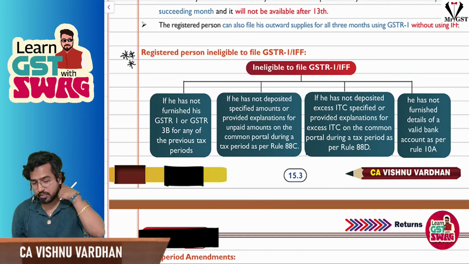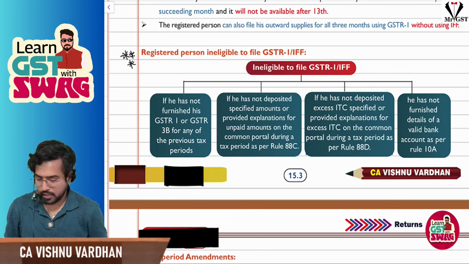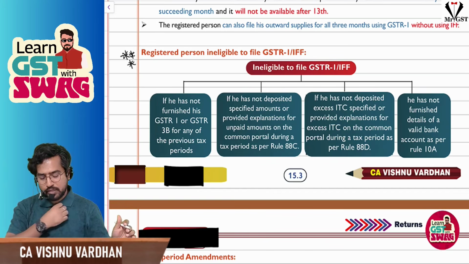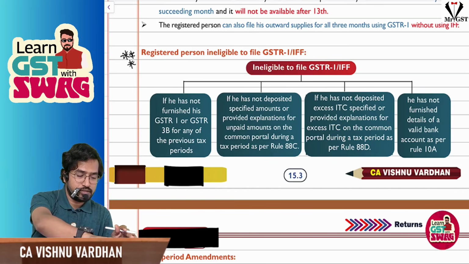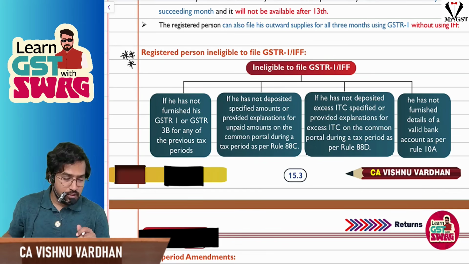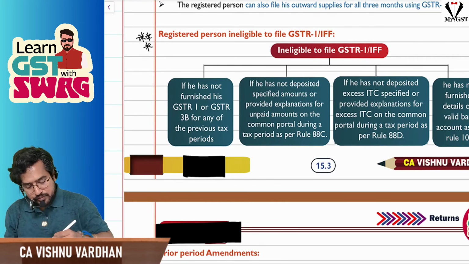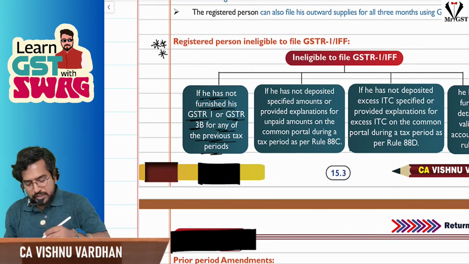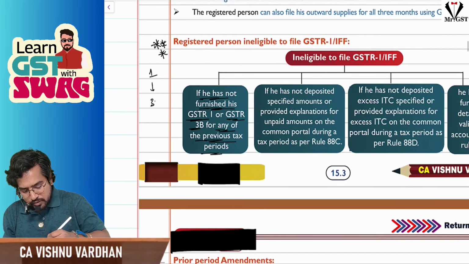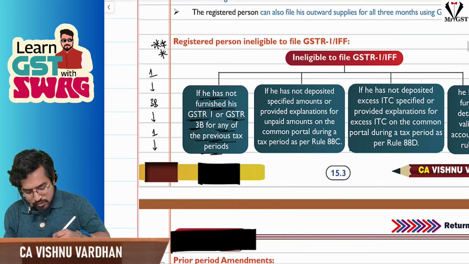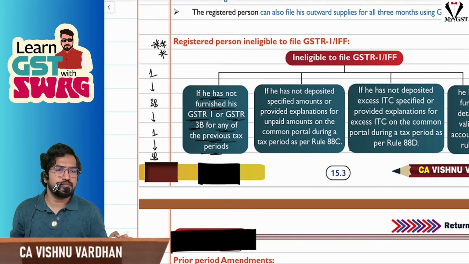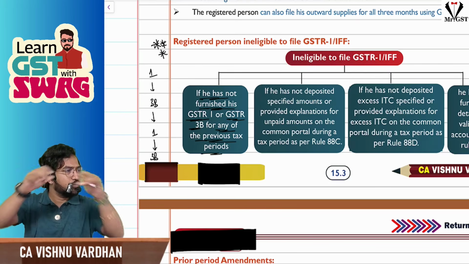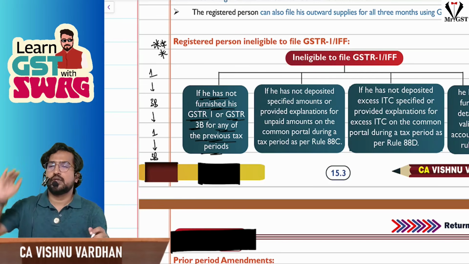Registered person ineligible to file GSTR 1 or IFF. That means you cannot follow IFF here, or you cannot file GSTR 1. When? What is the first case? If he has not furnished his GSTR 1 or 3B for any of the previous periods. This is a cyclic process. If you don't file 1, you cannot go for 3B. If you don't file any 3B, you cannot go for 1. This is a chain. You cannot break any link.